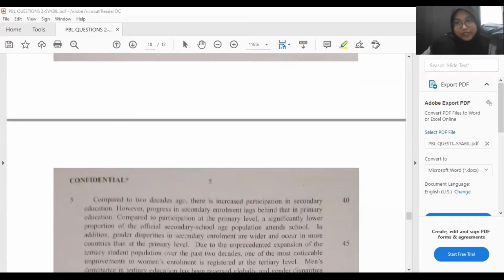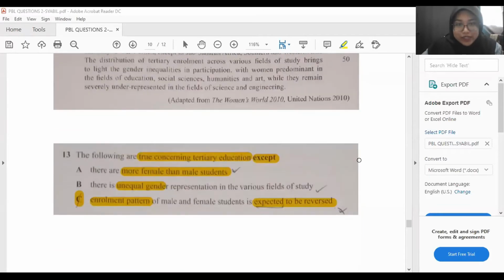Okay, thank you, Qushairy. This is my question for FO. First of all, we need to identify the question. We can see in this question that it mentions the signal word, which is "except". So this is an FO question. Then we read the question: the following are true concerning tertiary education, except.